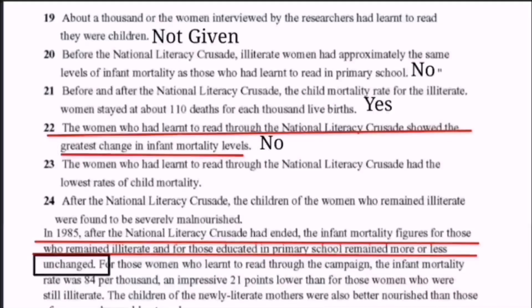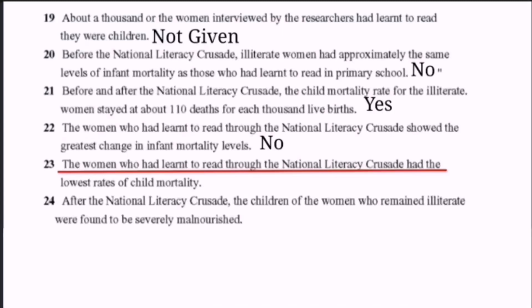Because the question is, the women who had learned to read through the National Literacy Crusade showed the greatest change in infant mortality, whereas in the passage there is no change. The rate of infant mortality for primary educated women remained unchanged.